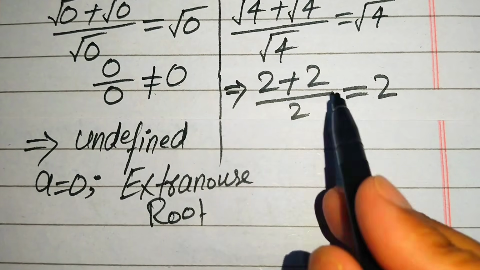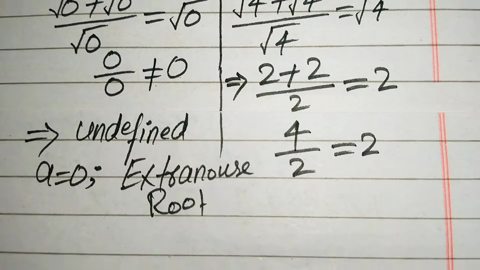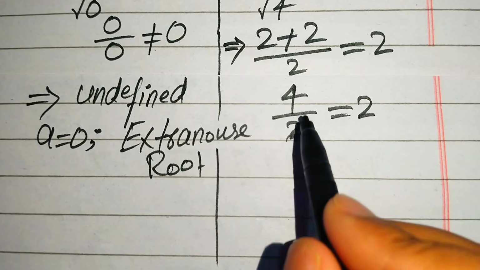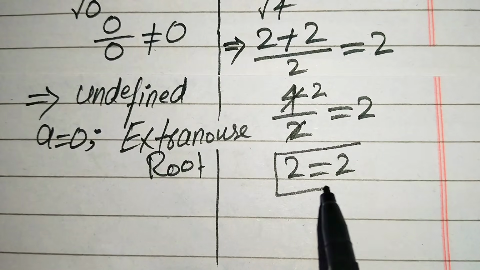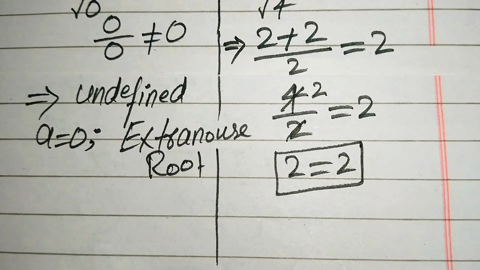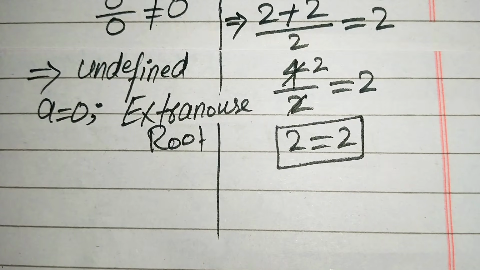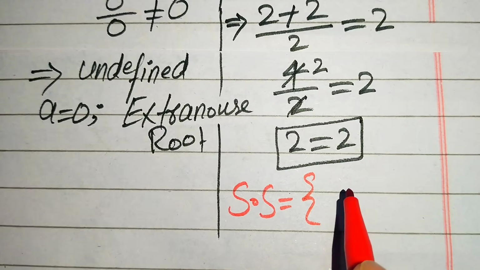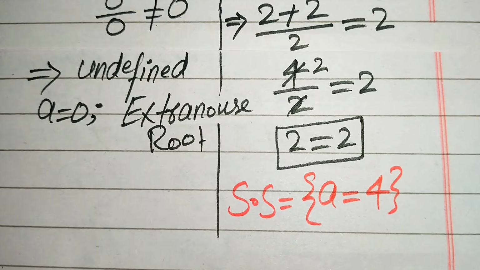Now in the next step, 2 plus 2 becomes 4, divided by 2, is equal to 2. Then we cancel both of these 2 terms, and we get 2 times 2 becomes 4, and we obtain 2 equals 2. This shows that both sides are equal. It means that the value a equals 4 satisfies our given question statement. So finally, the solution set of the given question is a equals 4. This is the only solution which we get in this method.